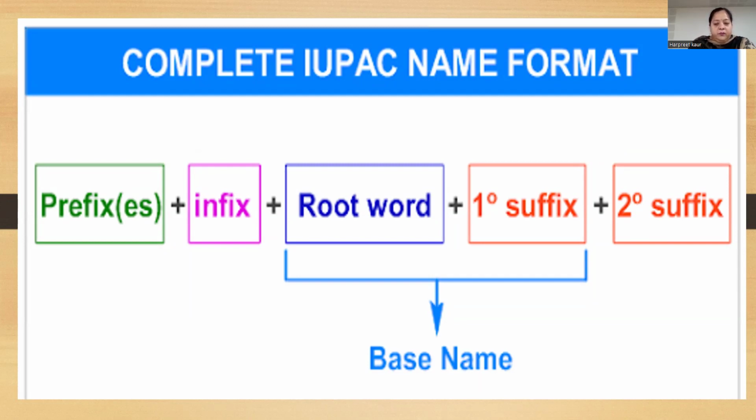A compound may have a functional group, may not have a functional group. It may be cyclic, it may be open chain. If it is open chain, then the infix is not mentioned. It may have substituents, may not have substituents. So the essential parts are two, that is root word and primary suffix, and the rest of the three are the optional subparts.